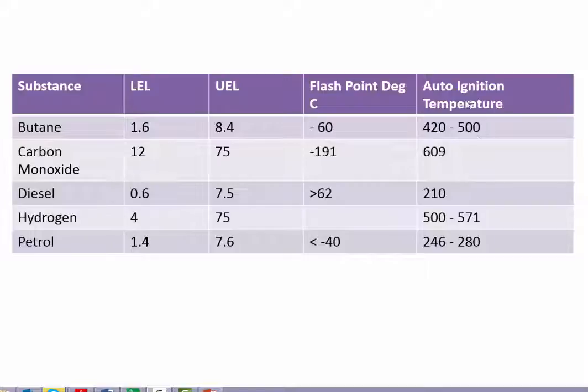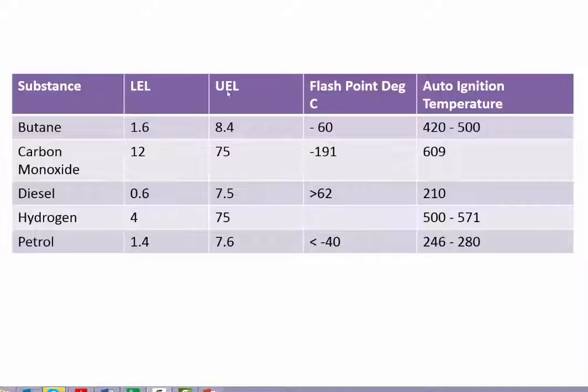You've got auto ignition temperature. So this is the temperature at which, if we heat the product and don't admit a flame, it will burst into flame at a particular temperature, regardless, without any ignition source. So you'll notice that, ironically, diesel has a higher auto ignition temperature than petrol does.